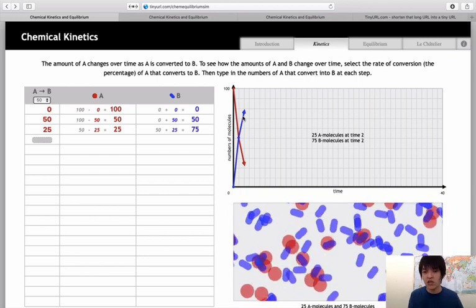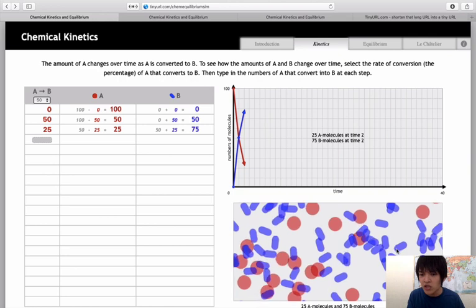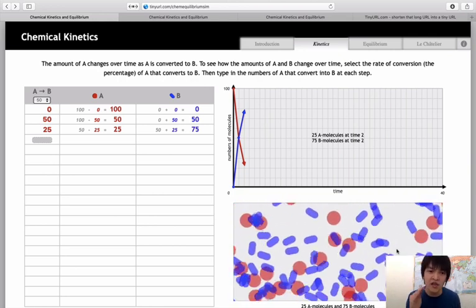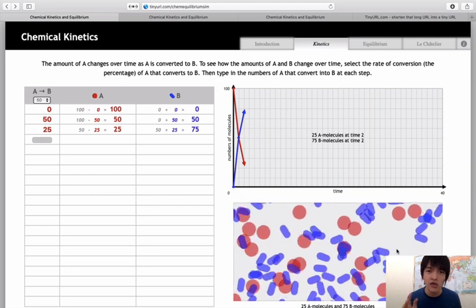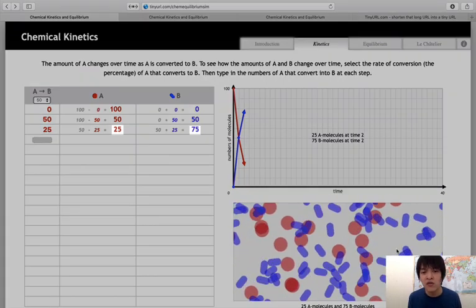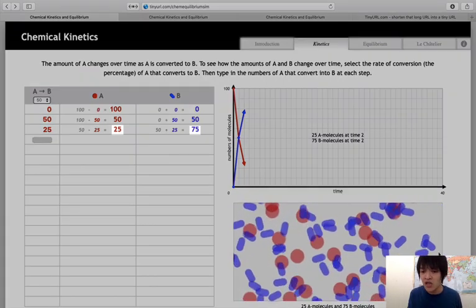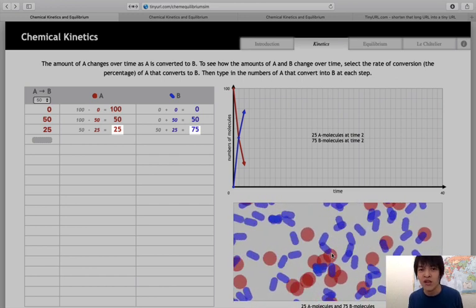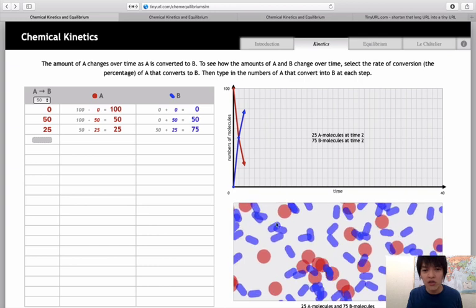increasing. On the bottom you have this nice little simulation of how much of each molecule there is at the current step. So at this current step, there's 25 molecules of A, 75 molecules of B, and that's why it looks like there are more blue molecules. All right, so this is a really good simulation.